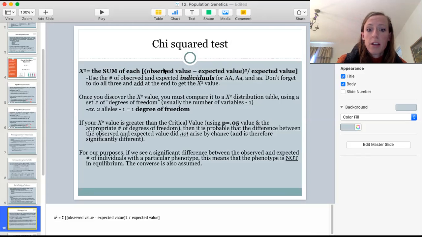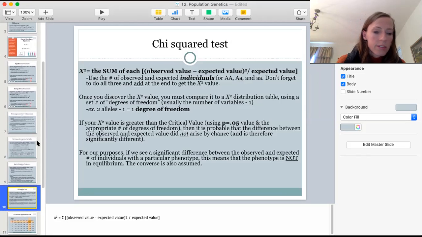So you're gonna do that observed minus expected squared divided by expected for each of these groups, the big A, homozygous dominant, the heterozygotes, and the homozygous recessive folks, okay? And then you add all those values together to get your chi-squared value. Once you have that chi-squared value, you want to turn to your chi-squared distribution table, which there's one on the next slide, and there's also one in your lab manual, okay? So you want to use the number for degrees of freedom equaling 1.